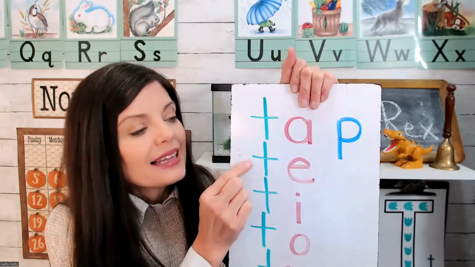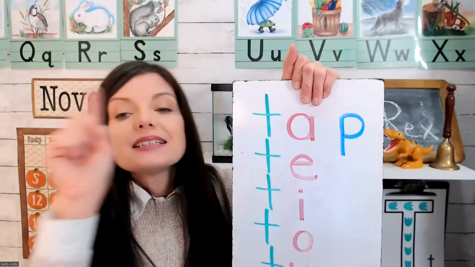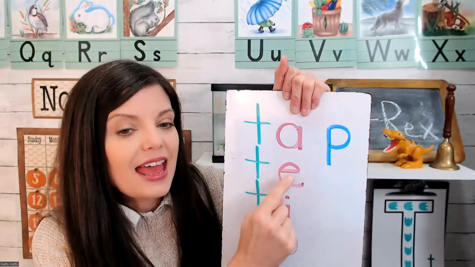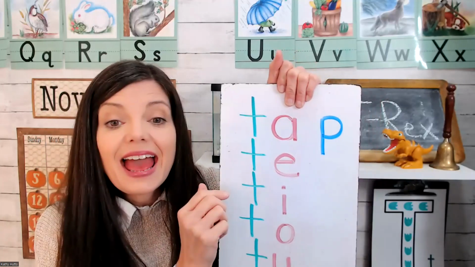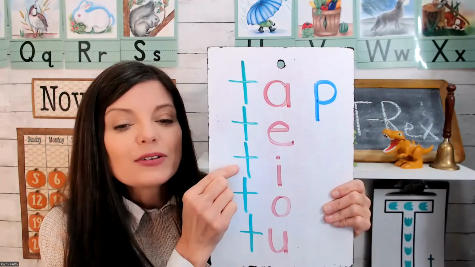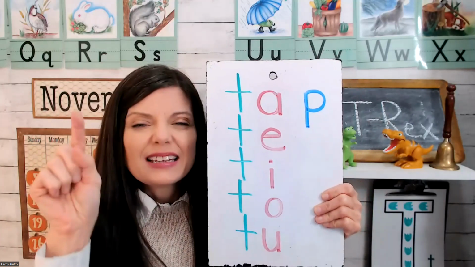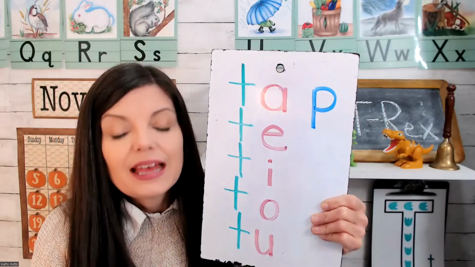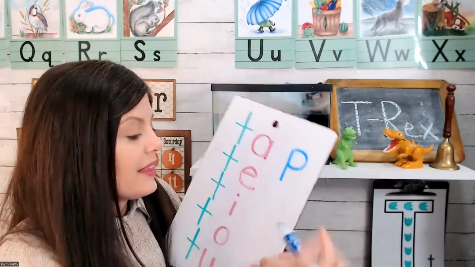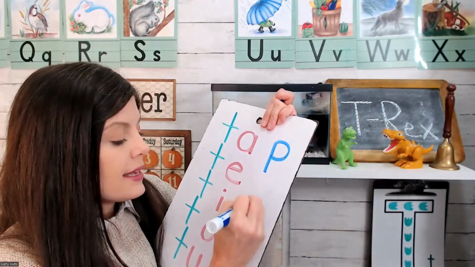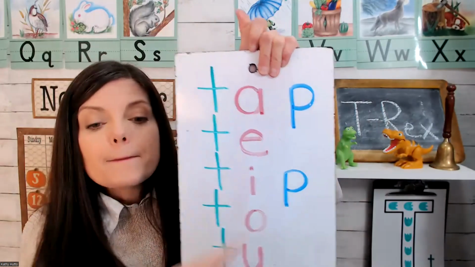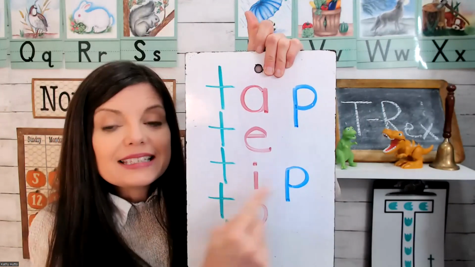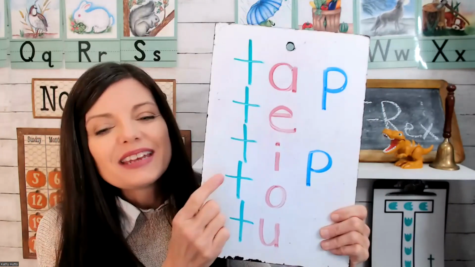Let's do it again. Let's blend T and E together. T, e, te, te. Good job. Now T-I. T, i, ti. Let's put that same letter P at the end and let's read this word. Tip, tip, tip, tip, tip.